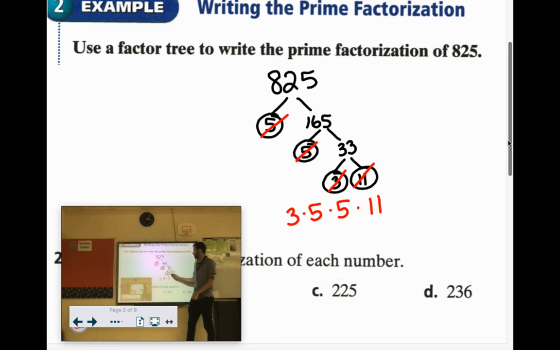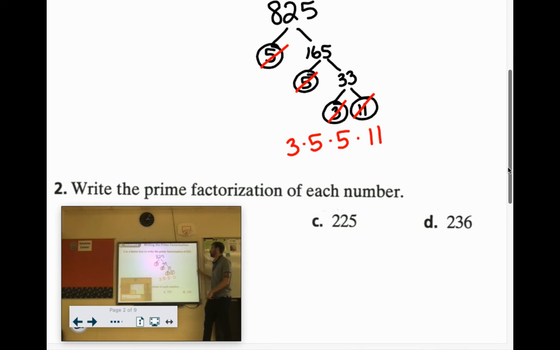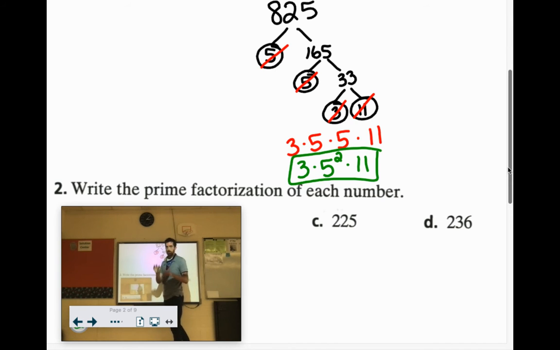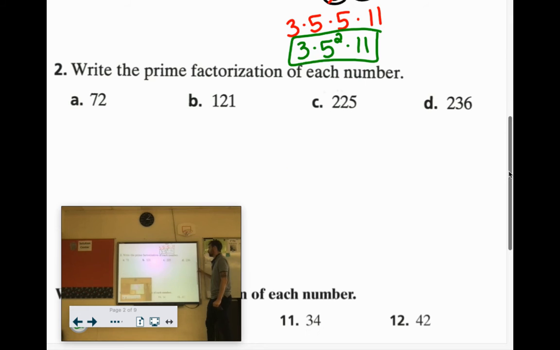Now this is not how we write our final answer. Because we have a repeat of the 5, we're going to write 5 times 5 as 5 squared. So we'll say 3 times 5 to the second power times 11. That is proper prime factorization. Break it down to just prime numbers that go into the number we're looking at here.